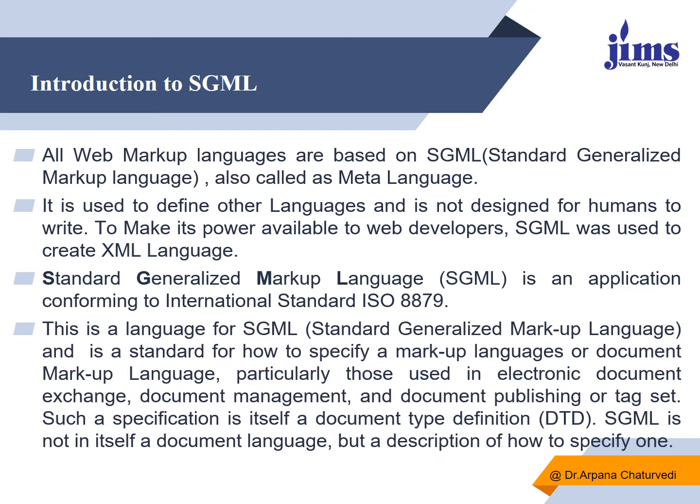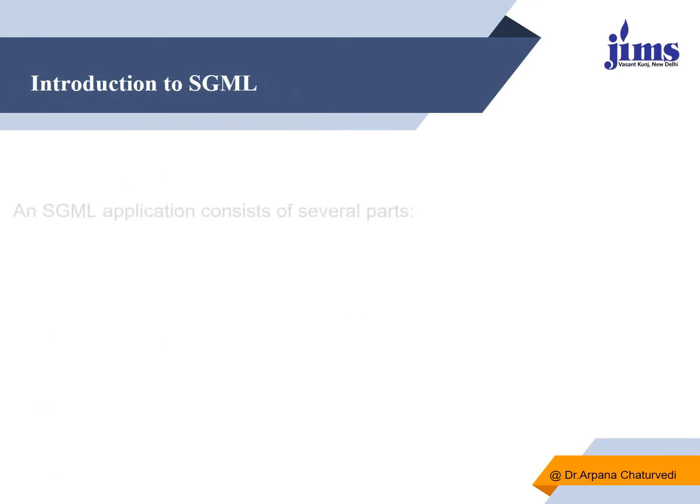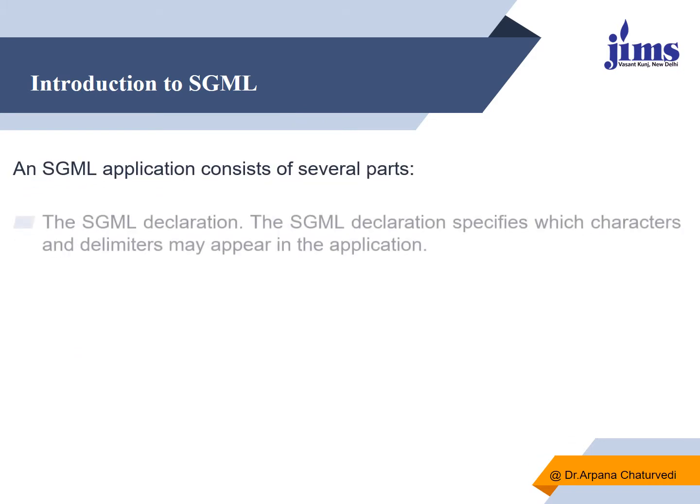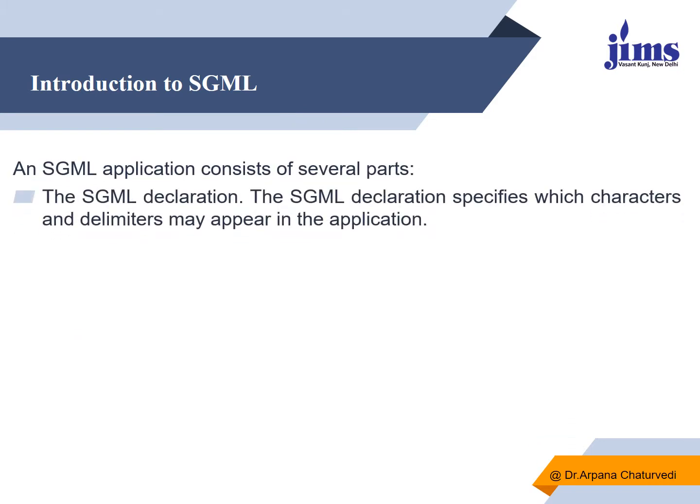This is a language and a standard for how to specify a markup language or document markup language, particularly those which are used in electronic document exchange, document management, and document publishing or typesetting. Such a specification is itself called a document type definition, that is DTD. SGML is not in itself a document language, but it is a description which tells how to specify one, and this application consists of several parts like the SGML declaration.